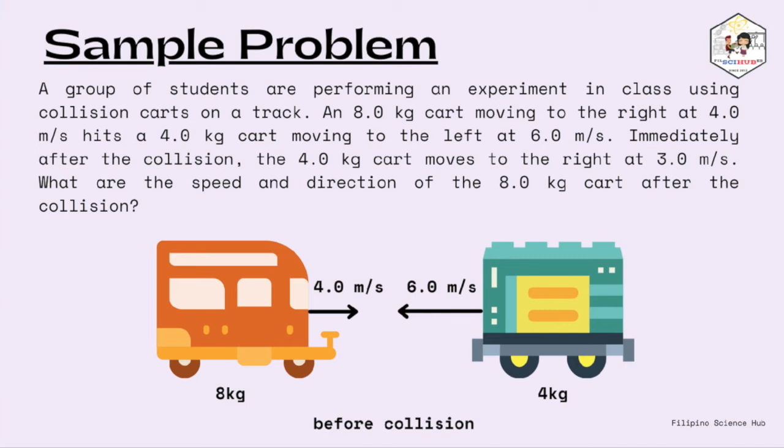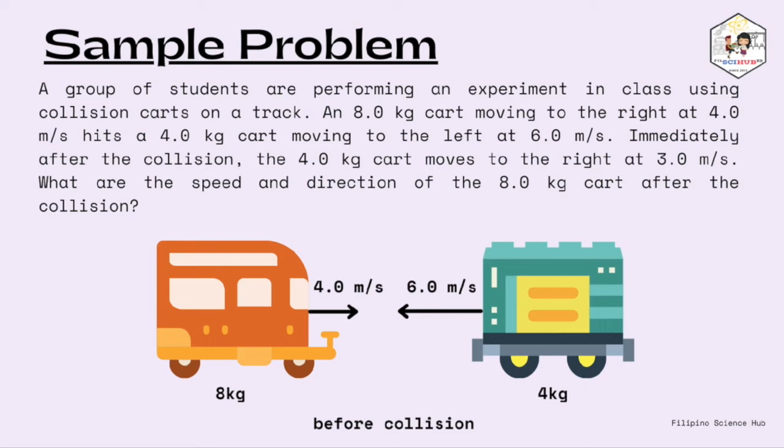A group of students are performing an experiment in class using collision carts on a track. So we have an 8.0 kilogram cart moving to the right at 4.0 meters per second, and it will hit a 4.0 kilogram cart moving to the left at 6.0 meters per second. Immediately after the collision, the 4.0 kilogram cart moves to the right at 3.0 meters per second. What are the speed and direction of the 8.0 kilogram cart after the collision?